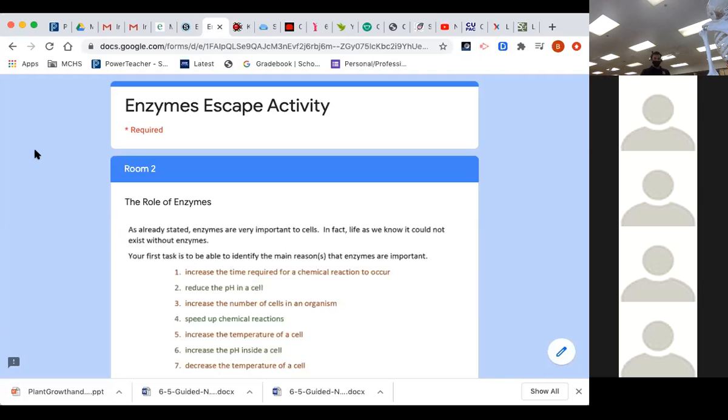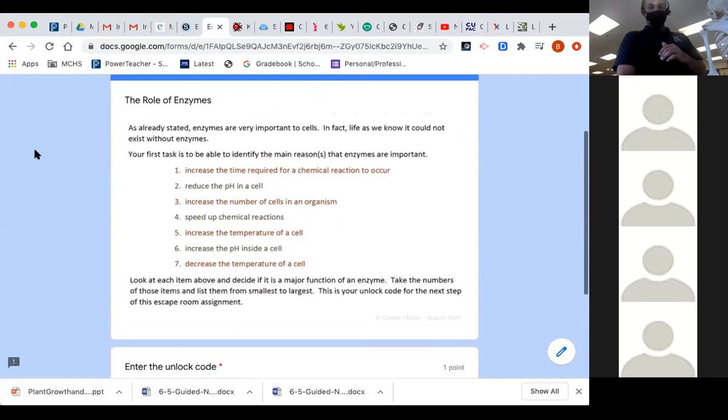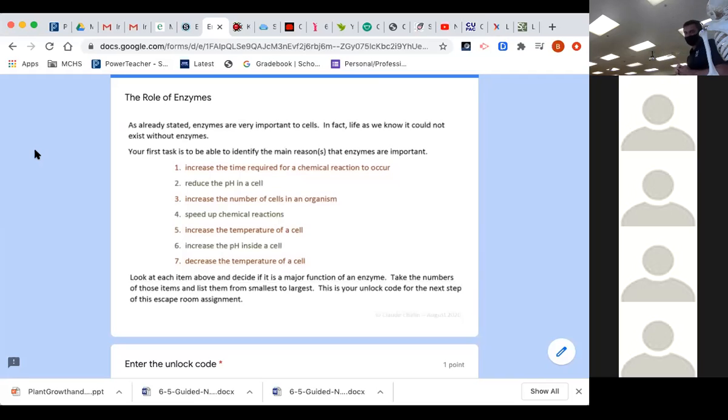It says, as already stated, enzymes are very important to cells. In fact, life as we know it could not exist without enzymes. Your first task is to be able to identify the main reason that enzymes are important. So, of these 7 statements, if you had to pick one reason why enzymes are important, which one would you pick? Okay, and that's what I want you to think about right now.